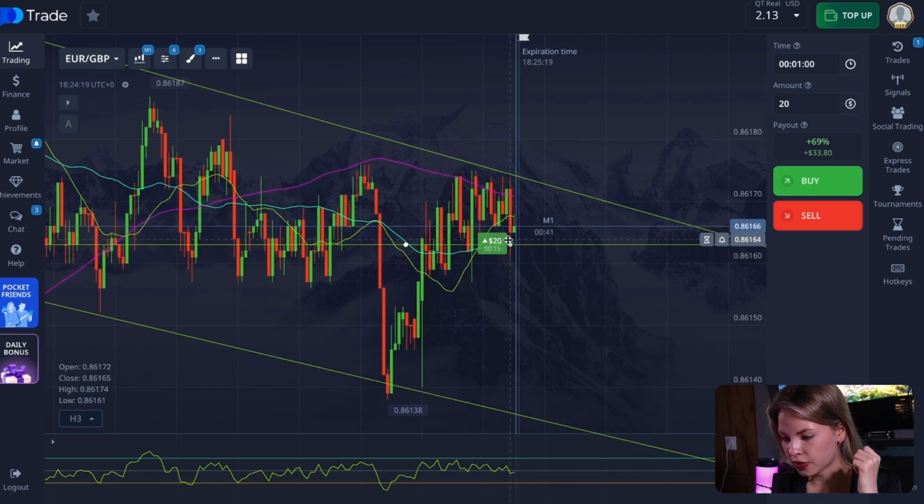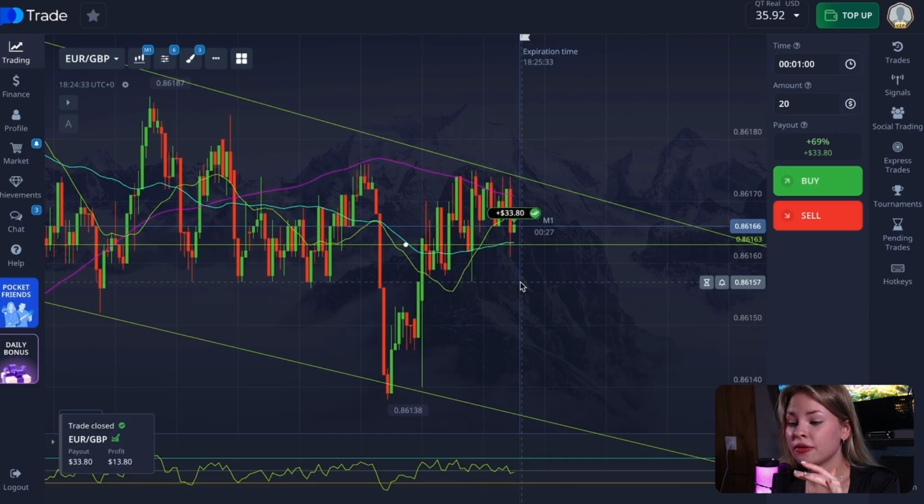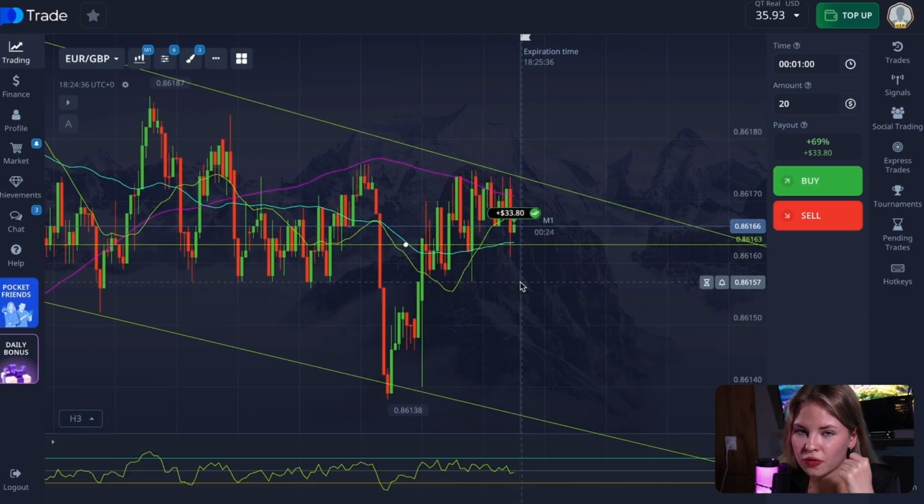Okay, we have another candle, and I guess that it was a fake out. All in all, I guess that we will be in profit. We will get profit. We are in a green zone. Yeah, here. Yeah, perfect. And we have our first profit for today.